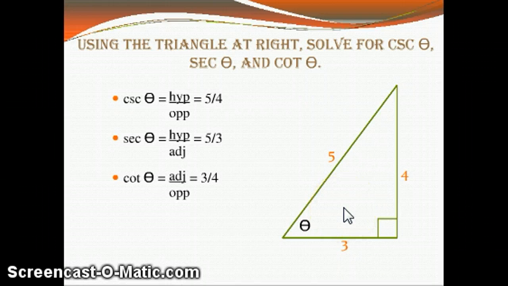And last but not least, the cotangent of theta is the opposite of the tangent, which will make it the side adjacent to the angle divided by the side opposite the angle, which will make it 3 over 4. And I think this probably explains where I got 3 over 4 on the first slide, so apparently I was thinking cotangent instead of sine. I apologize.